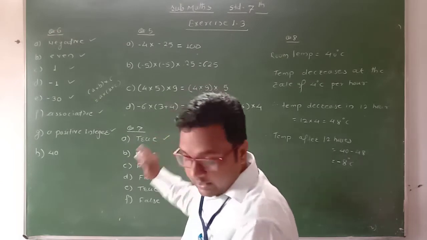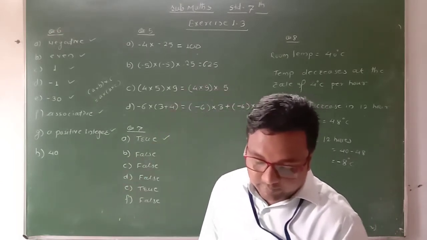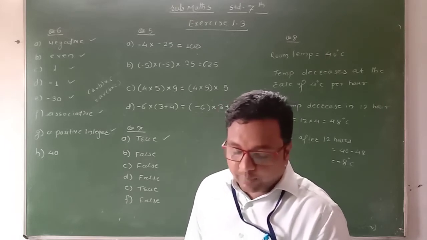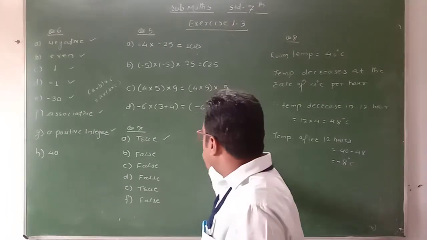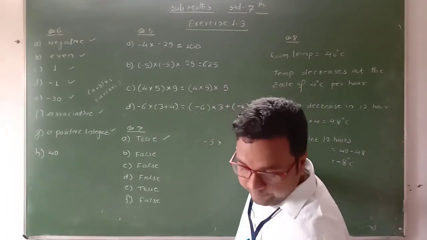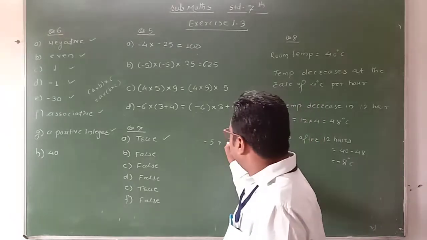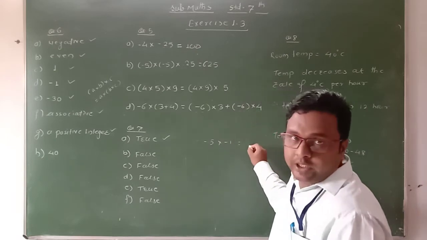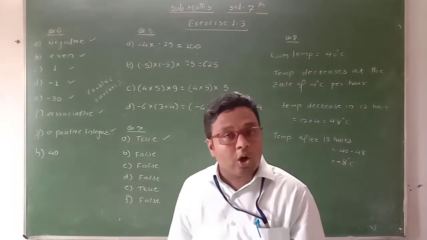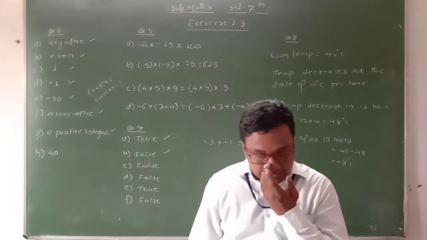So this statement is true. The next statement: of two integers, if one is negative, then their product must be negative. If one integer is negative, for example minus 5, then the product must be negative, it is given like that. But sometimes if the other integer is also negative, then the product is positive. This means it is not applicable for all, therefore this statement is false.